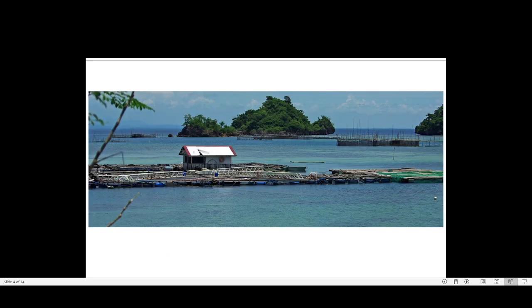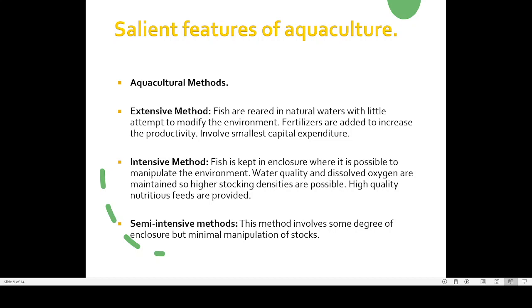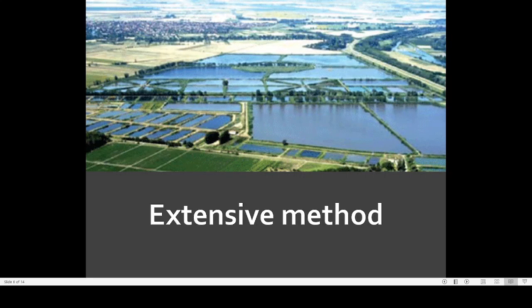Then you can see that this is a type of aquaculture which is certainly not in Kerala. It is somewhere in Thailand or Indonesia. There is a type of aquaculture they are practicing there. There are basically 3 different methods of aquaculture: the extensive method, the intensive method, and the semi-intensive method. In the extensive method, the fish are reared in natural waters with little attempt to modify the environment. So this is the extensive method.